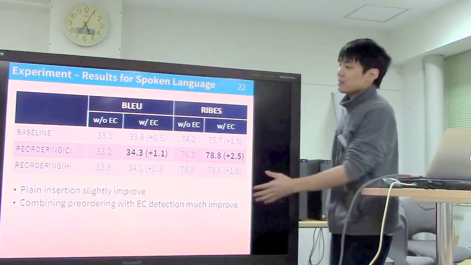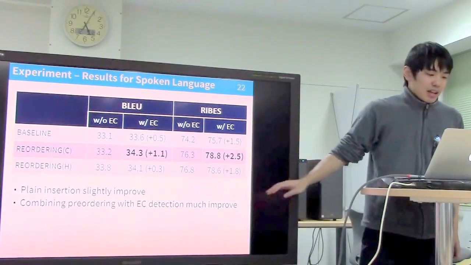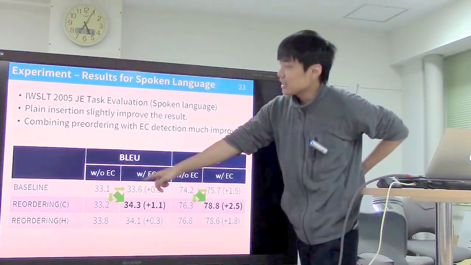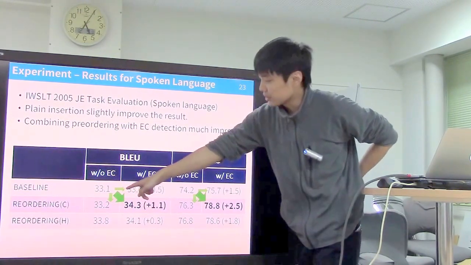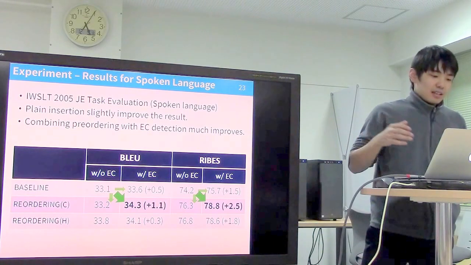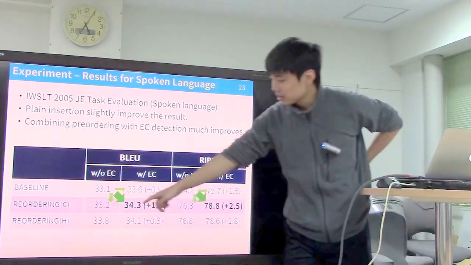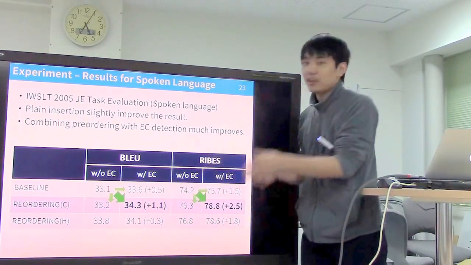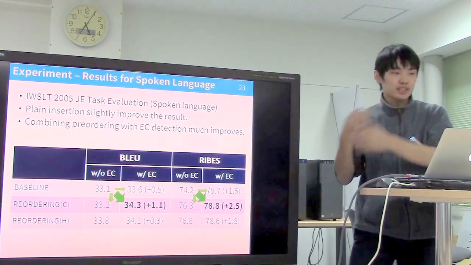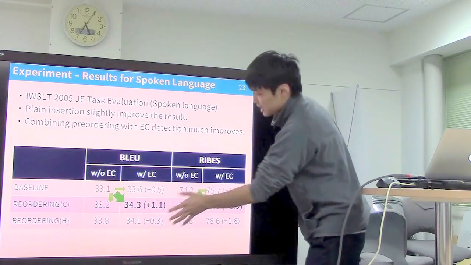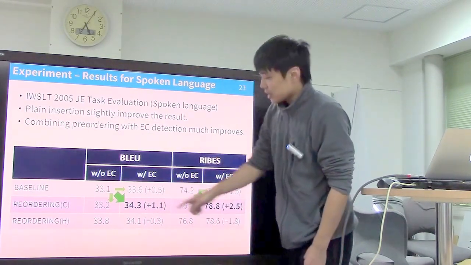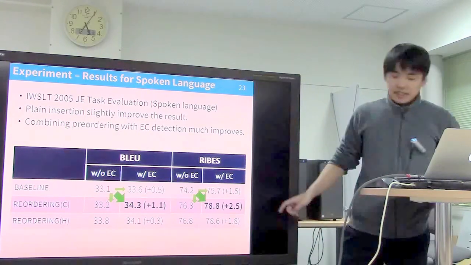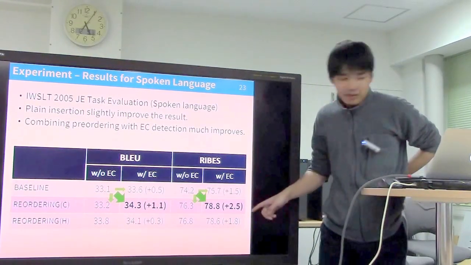This is the result of our experiment. In this experiment, plain insertion slightly improves the BLEU score, and the reordering effect is small too. But combining both methods, reordering and empty category detection, greatly improves the BLEU score. It improves by 1.1 points in BLEU score. It also improves by 2.5 in the RIBES score.